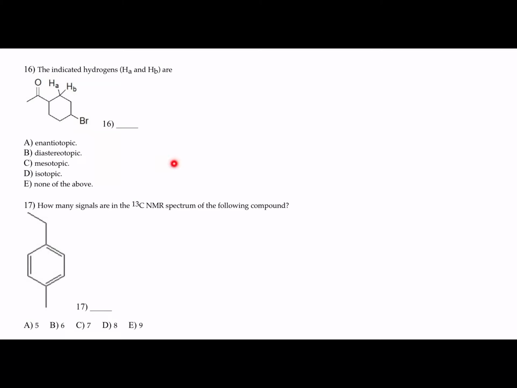Remember, enantiotopic would be if you don't have an asymmetric center, a chiral center. But in this one, we do see a stereo center, meaning if you replace one of the hydrogens with another atom, this would give us two diastereomers, making it diastereotopic hydrogens. So the answer for 16 is B.